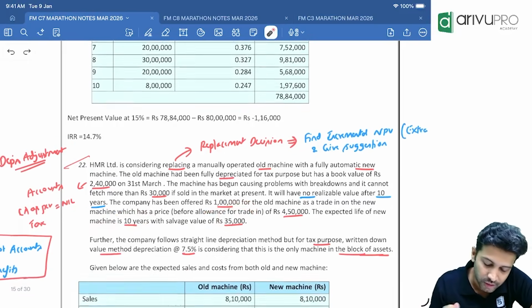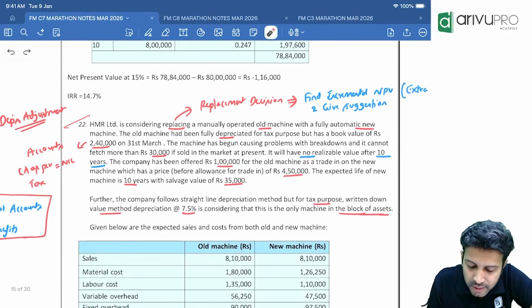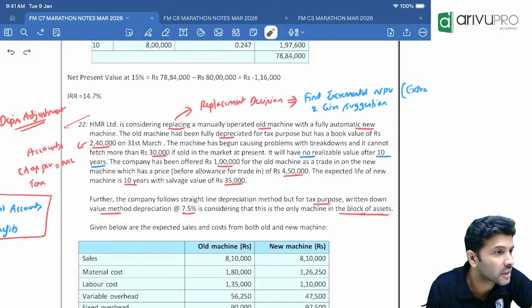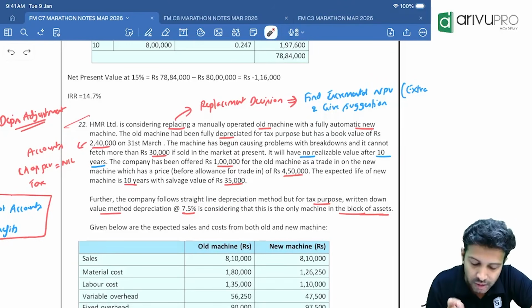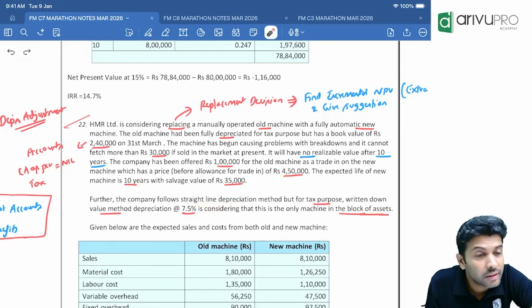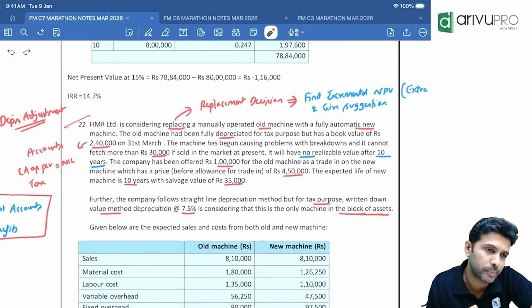35,000. Fine. Further, check this. This is the main culprit. Always in bigger problems, check the depreciation method. Check the depreciation method. Company follows what method? Straight line method. But for tax purpose, WDV method is followed.